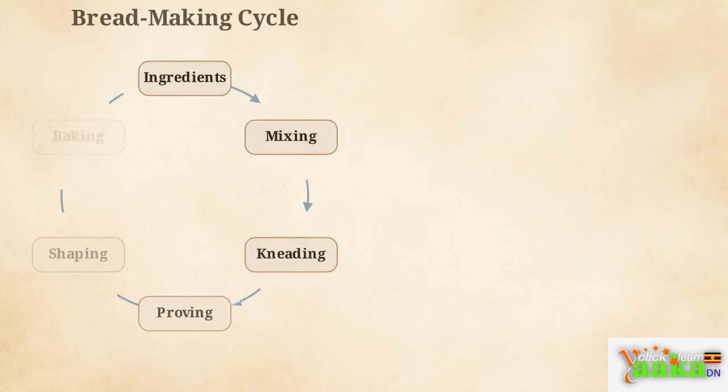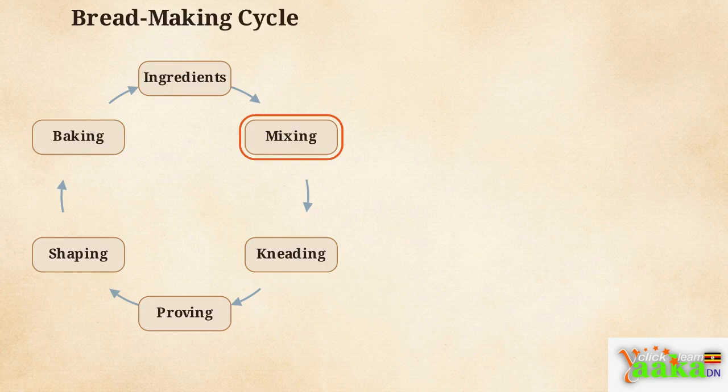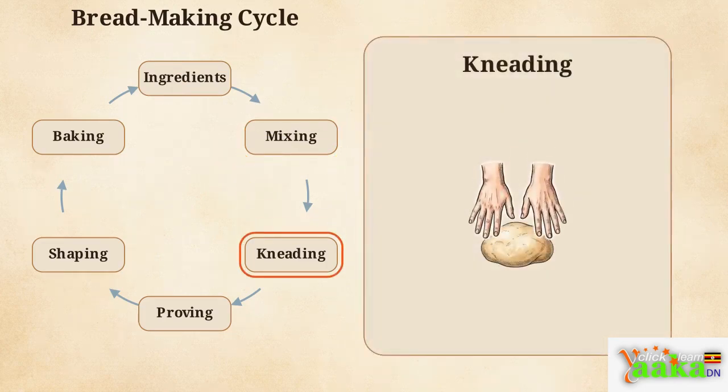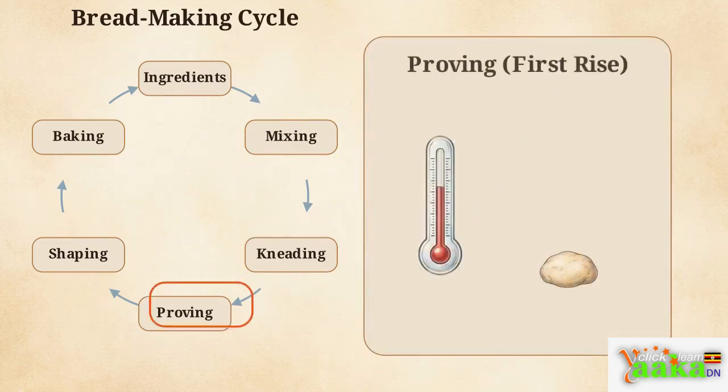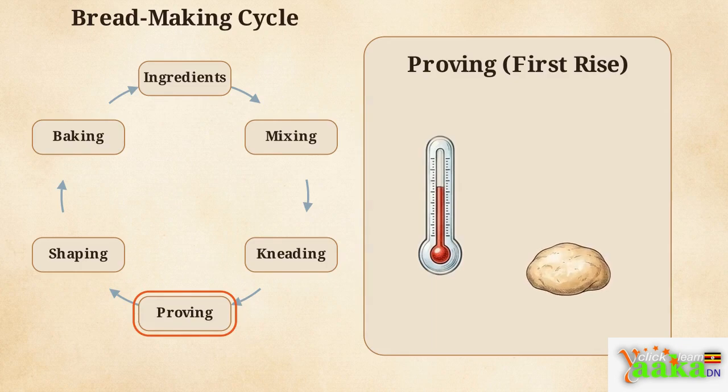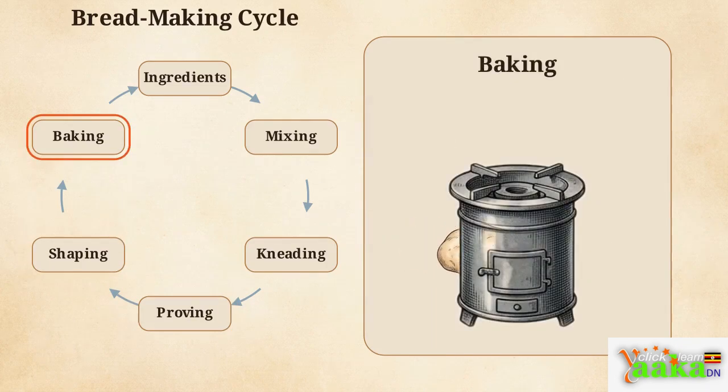Visualize the complete bread-making cycle. It starts with mixing, followed by kneading to establish gluten. Next is proving. In a warm place, yeast ferments, producing gas to double the volume. Finally, baking in a Chico oven expands gases before killing yeast, setting the structure.